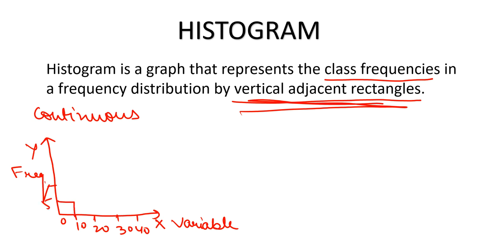Let's suppose we have these frequencies. For interval 0 to 10, our frequency is 5. For interval 10 to 20, our frequency is 7. So we'll simply construct a rectangle with the height of 7 by seeing it from here. Right? So this is how we make our histograms. Now we will talk about it in detail.